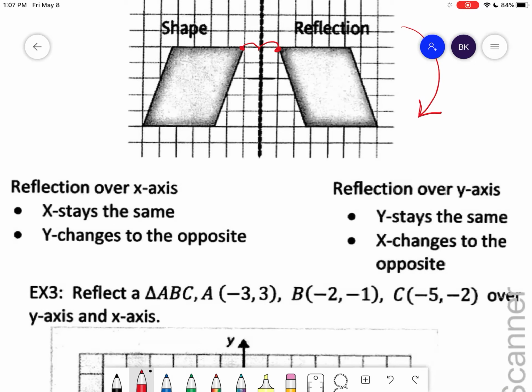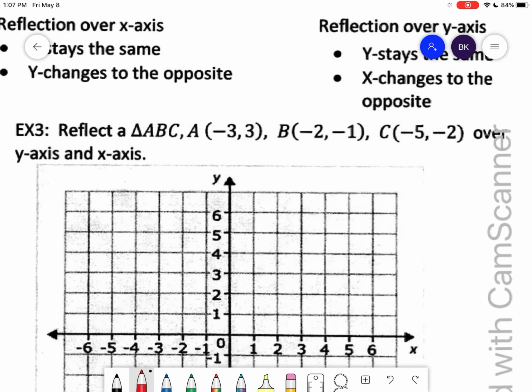So if it was positive, it becomes negative. If it's negative, it becomes positive. When you're reflecting the shape over y-axis, then y stays the same and x changes to the opposite. Super easy. So ask yourself, reflecting over x or over y, and then that coordinate stays the same and the other one changes to the opposite.